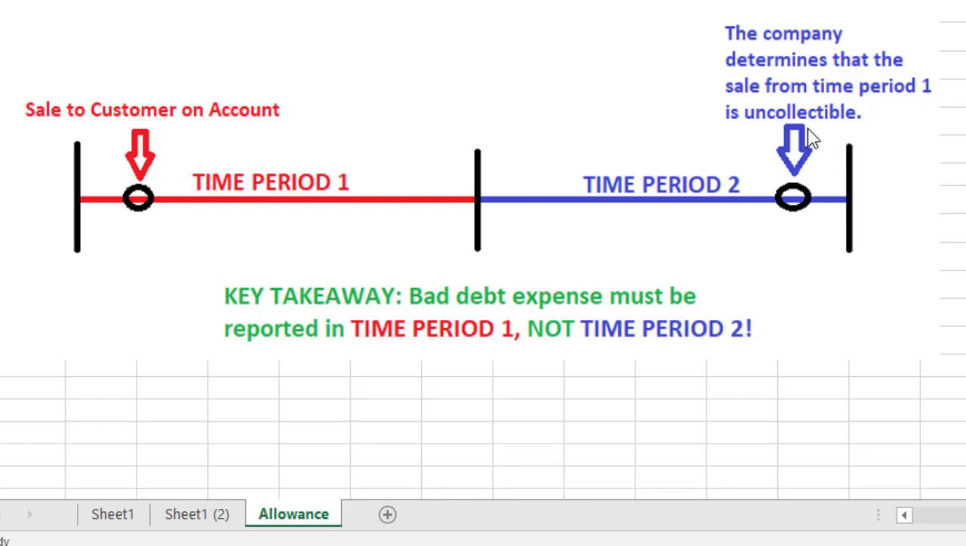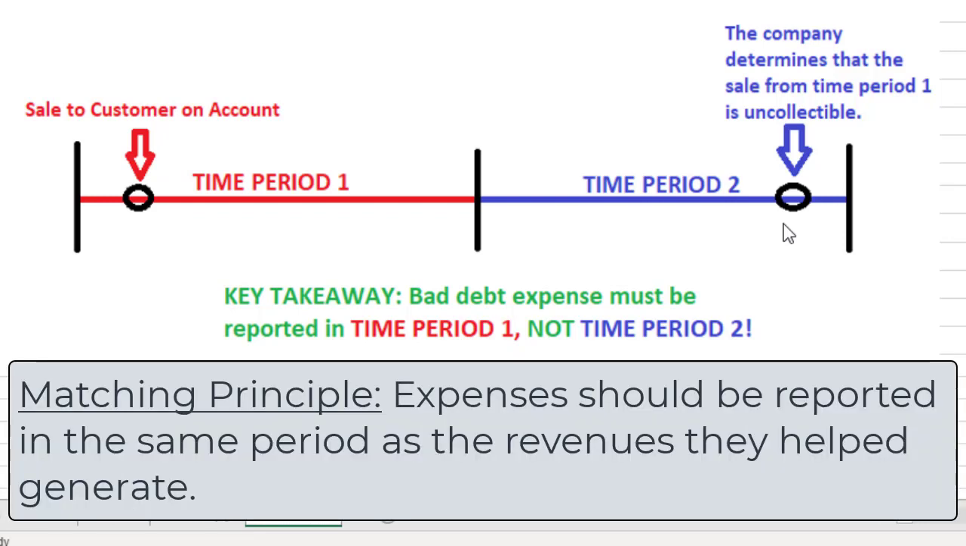Well, there are a couple things the company could do. They could write off the account in this period and record bad debt expense in time period 2. We would call that the direct write-off method. But the issue with that is that it would violate the matching principle. Now, the matching principle states that expenses should be reported in the same period as the revenues they are related to. So this bad debt over here is really related to the sale in time period 1. So we'd probably want to report that expense also in time period 1.